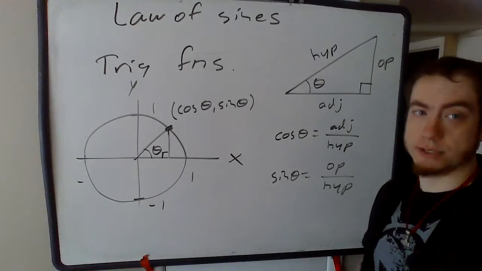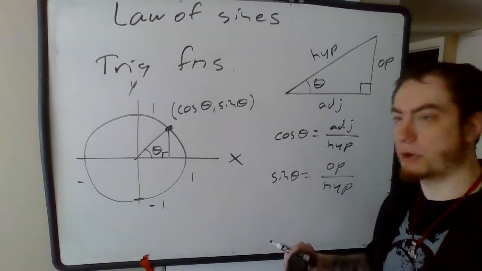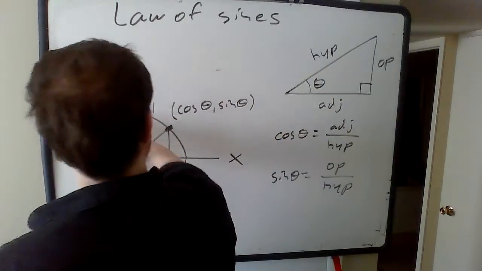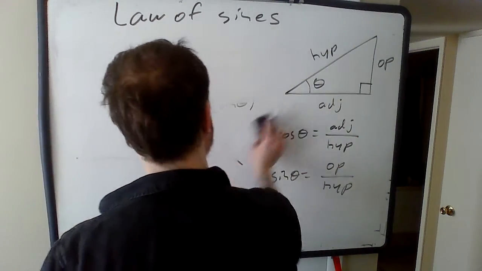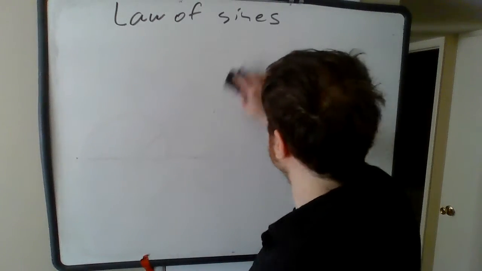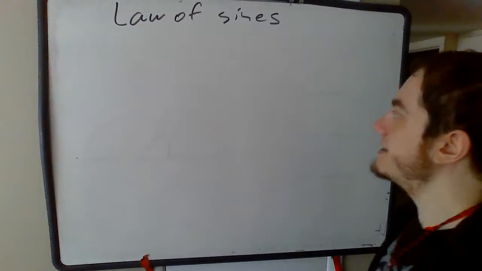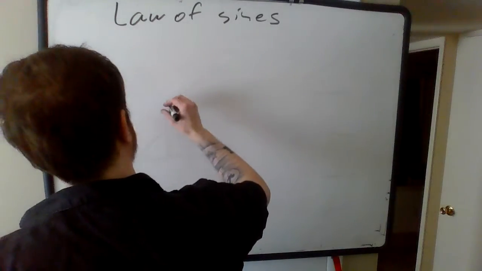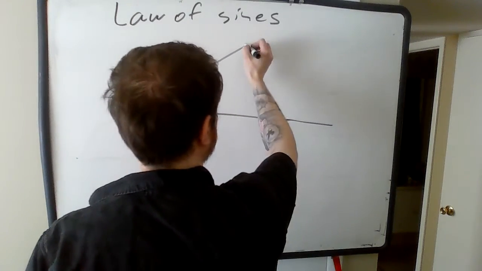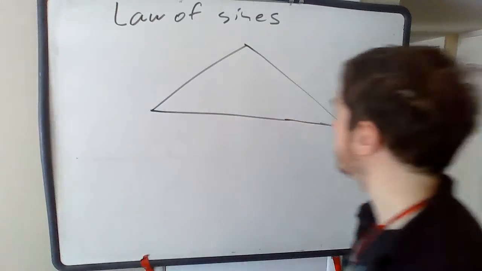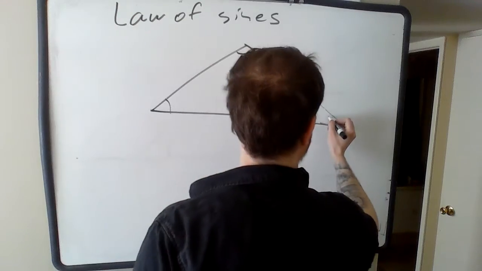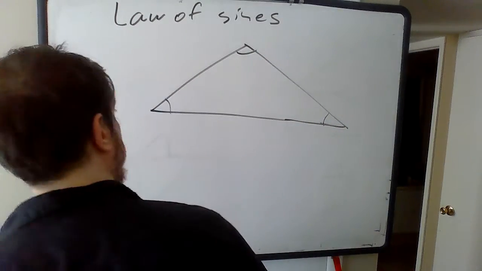However, not all triangles are right triangles. Obviously, not all things are triangles, but not all triangles are right triangles. So what if we wanted to talk about the dimensions of some kind of triangle that is not necessarily a right triangle? I just have some arbitrary triangle here. Let me draw it in a way that makes it very clear that this is not a right triangle, hopefully. And I have these three different angles in it.